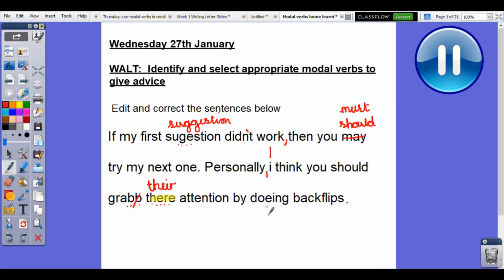Doing is also misspelt. We have an E that we don't need. So doing with just the ing, and backflips, and then a full stop was here at the end. Okay, so well done if you got all of those. If you do need to pause the video and make any extra amendments, then please do that now, but I am going to proceed with the rest of the lesson.